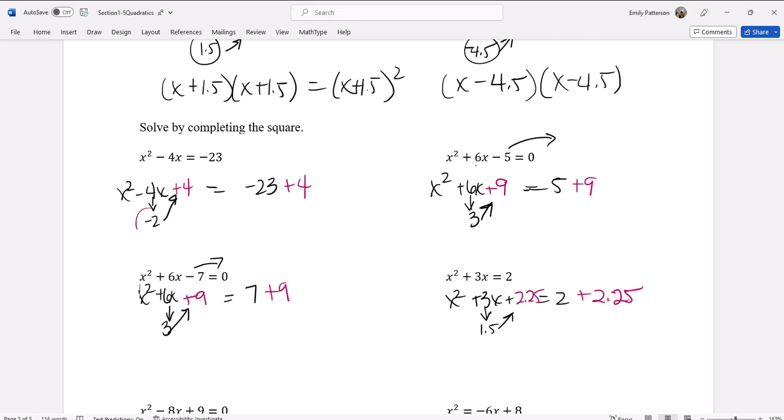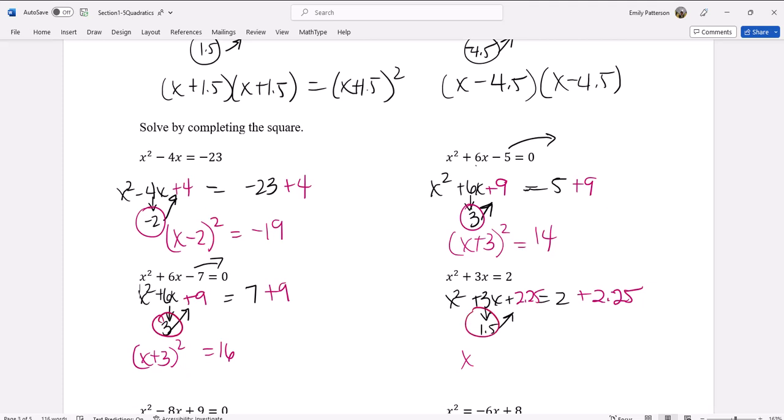So then we know that this becomes the back of our binomial. So our new binomial, x minus 2 times itself, is just squared, and negative 23 plus 4 is negative 19. This is now inside my binomial, so it's now x plus 3 times x plus 3, or squared, is equal to 14. This is now x plus 3 squared is equal to 16. Again, that half number is what builds our binomial. X plus 1.5 squared is 4.25.